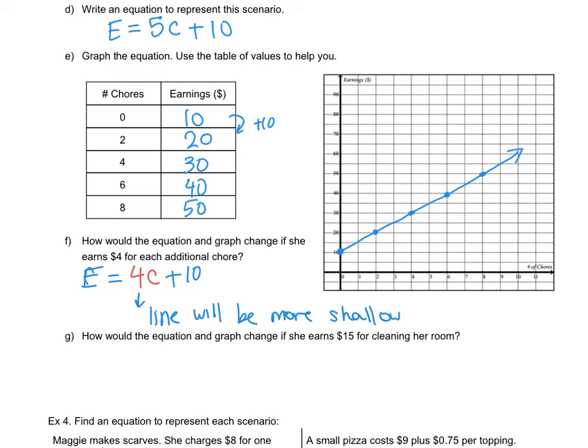Look at what you wrote. Did you have enough detail? Did you say more shallow? Did you talk about the slope?